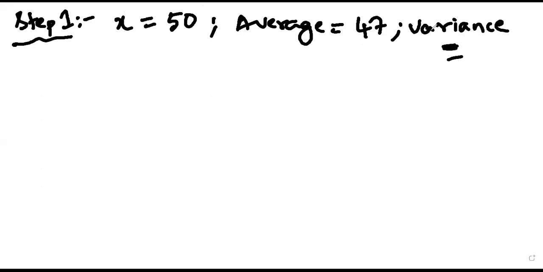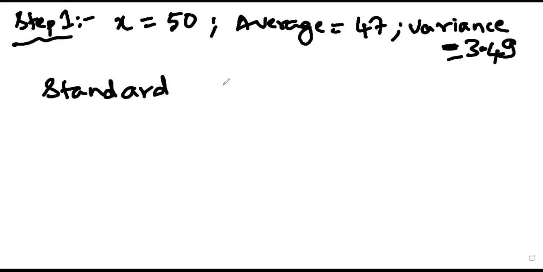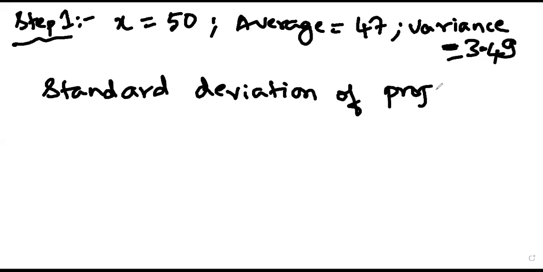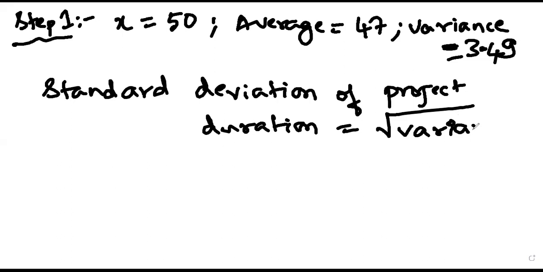3.49. Is it right? 3.4, correct? 49. So what should be the standard deviation? Did we find out the standard deviation? No. Standard deviation of the project. Square root of the variance.